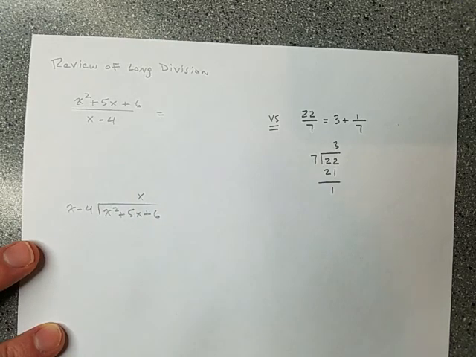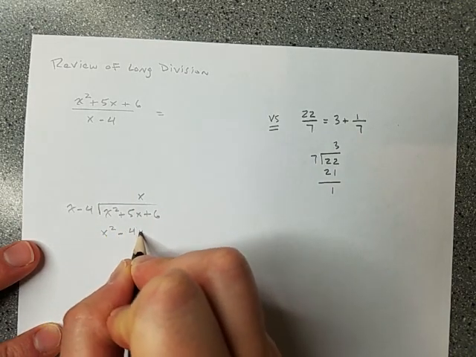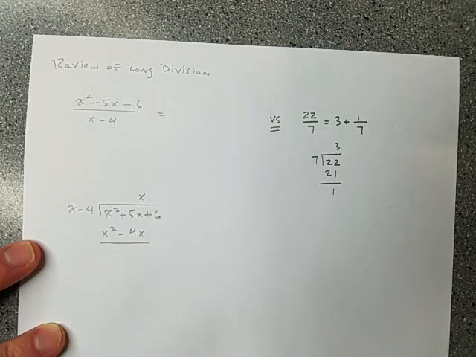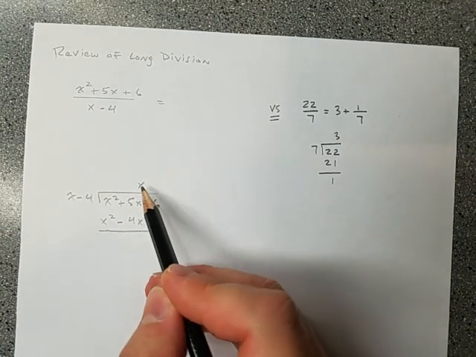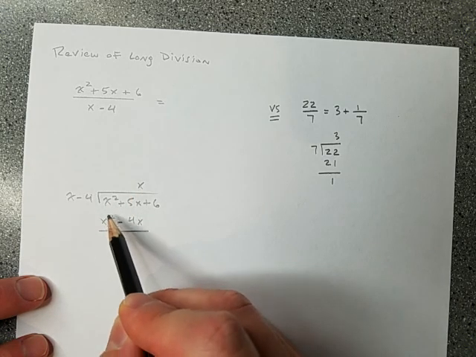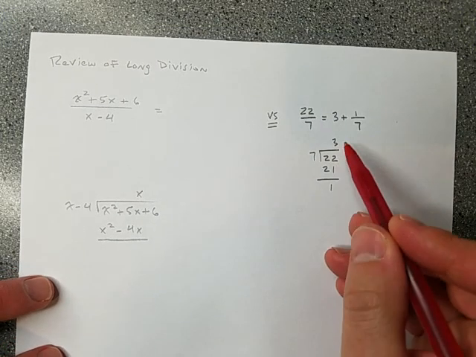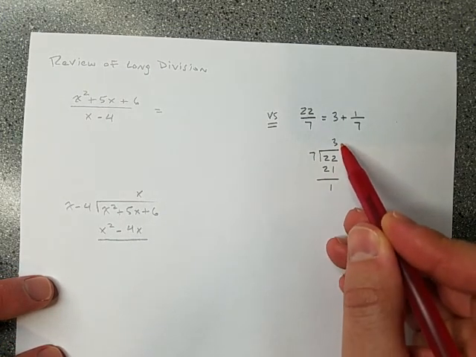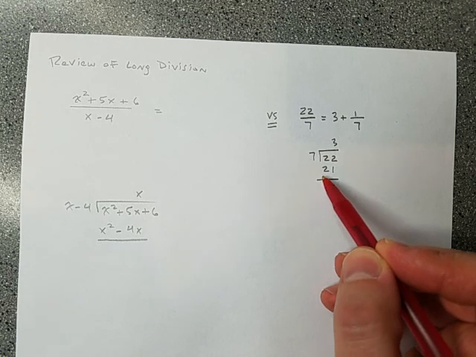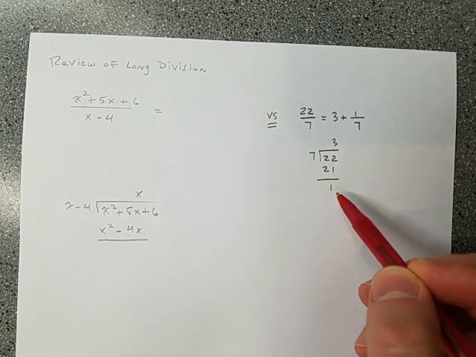x times x minus 4. Now that I've chosen that, it is x squared minus 4x. Okay, so there we are. I make this choice. I multiply. And sure enough, these do match, all right? After that, well, it's a lot like this in many ways. I choose the 3. I multiply the 3 by the 7. I get 21, and then I take 22, subtract 21, okay?